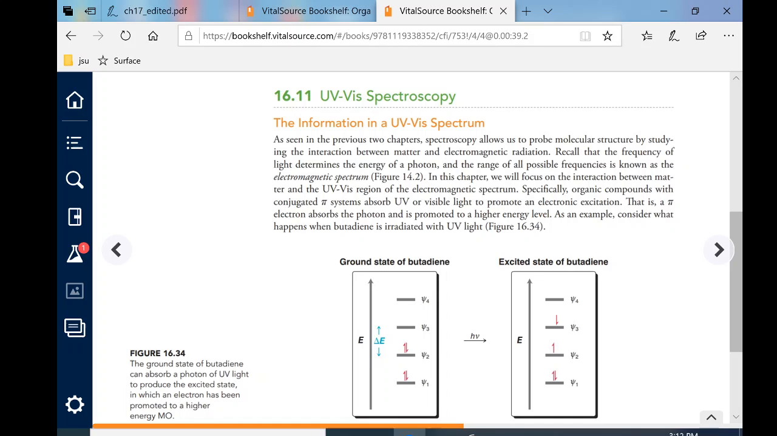Okay, so here we see the energy gap for a 4-atom pi system, where each of those atoms has donated 1 electron to that pi system, and therefore we have 4 molecular orbitals formed, and 2 of those are occupied. The highest occupied molecular orbital is psi2, so if we add the right frequency of light, we can promote one of those electrons to psi3, and that becomes our highest occupied molecular orbital.